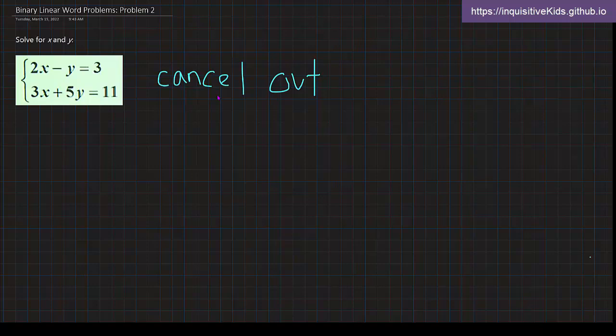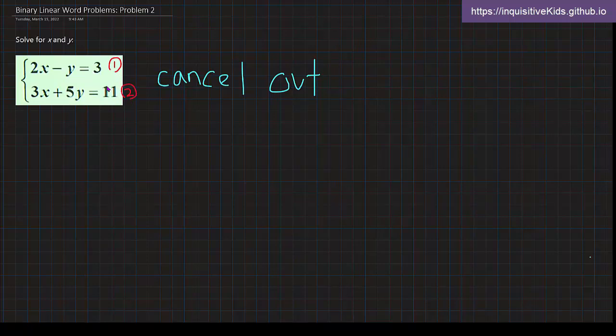So how can I cancel out things right now? Well, I see that on the first equation, there's minus y, and on the bottom equation, there is plus 5y. It's the same variable, and it's different signs, which means that if I add them together, I can cancel out one of them. But I want to get rid of all of the y's right here, okay? So let me show you what I mean.